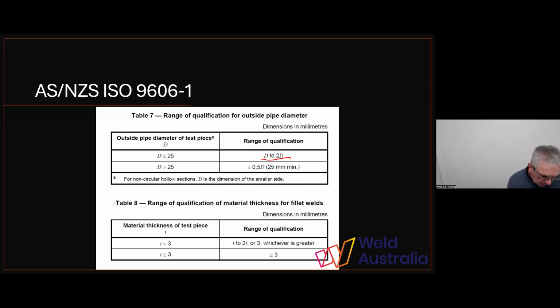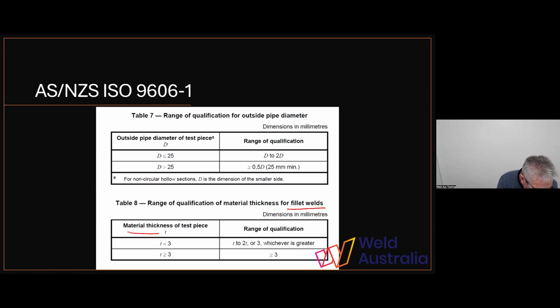It says there for non-circular hollow sections, diameter is the dimension of the smaller side. So if you are qualifying operators to hollow sections, remember that that's the smaller side. Now, when we're looking at fillet welds, and this is what you've got to be very careful of when you're looking at the tables, that you are looking at the right one. So the last one was deposited thickness. That one was for outside the pipe diameter. And now when we start to look at fillet welds, it's governed by material thickness. So the range of qualification now is governed on the material thickness, not the size of the fillet.